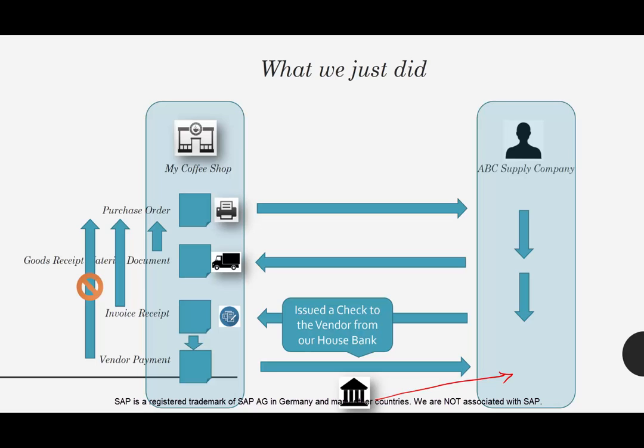And the difference between the previous transactions and the current transaction is the goods receipt and invoice receipt were created with reference to a purchase order. But a vendor payment is not created with reference to the purchase order. This is not the case. It's created with reference to an accounting document created after you posted an invoice receipt. So invoice receipt posts an accounting document and vendor payment is done with reference to the accounting document.